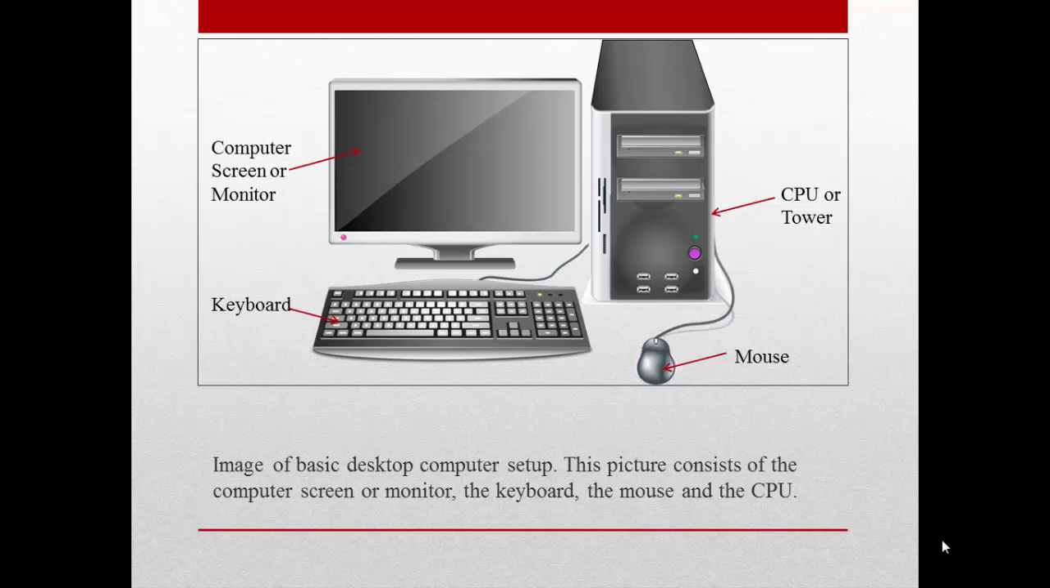In this picture, you have the desktop computer. The CPU or tower is on the right side of the image. You can also see the computer screen or monitor, the keyboard, and the mouse. All of these components may look different for different computer setups, but will all function in similar ways.